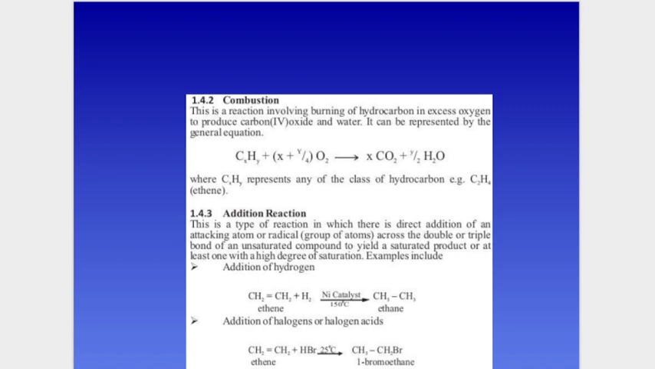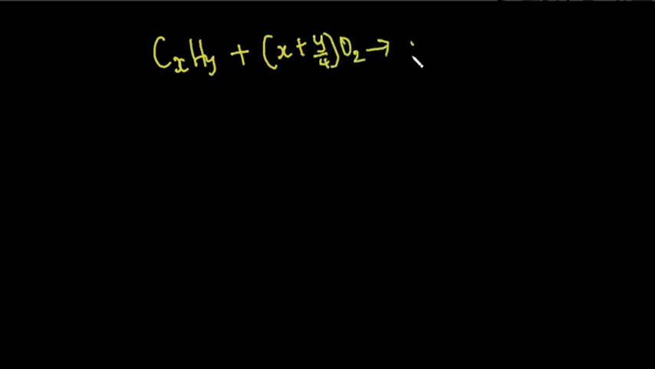It can be represented by the general equation CxHy plus (x plus y over 4) O2 reacting to give xCO2 plus y over 2 H2O. Let's consider what this looks like. Now, if you consider a particular reaction, we said once it's combusting and it's complete combustion, it's going to be CxHy plus (x plus y over 4) O2 reacting to give xCO2 plus y over 2 H2O.